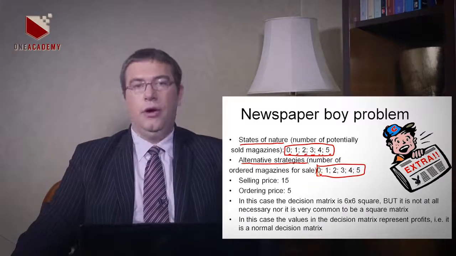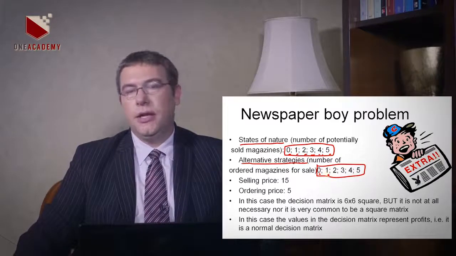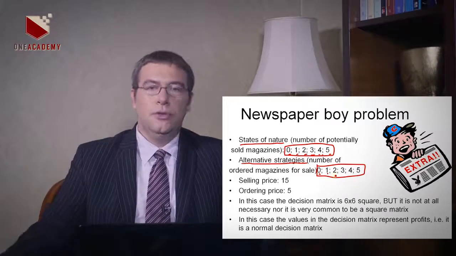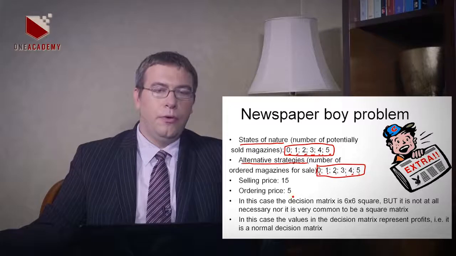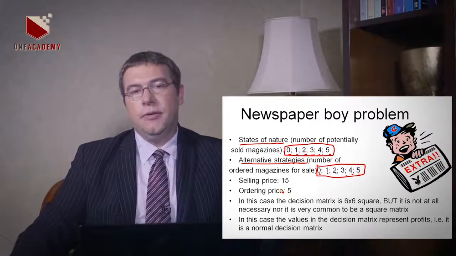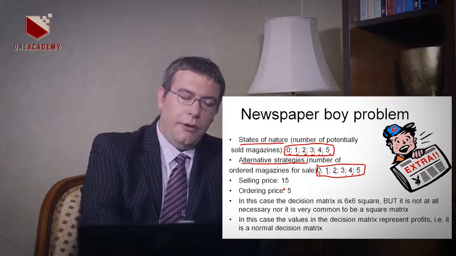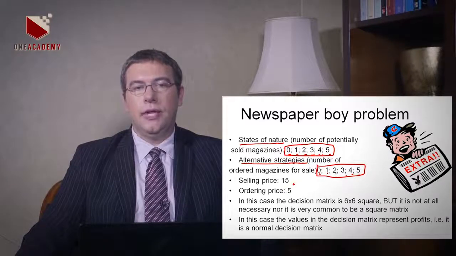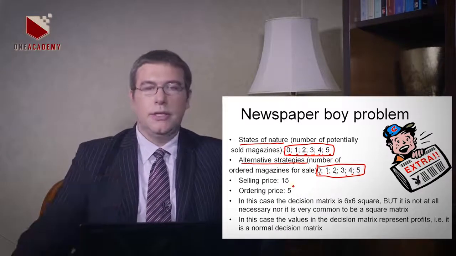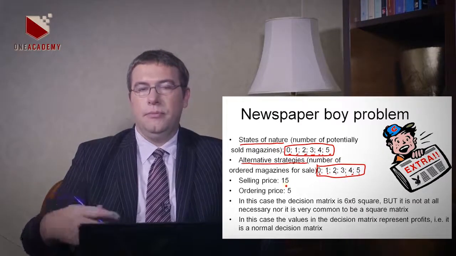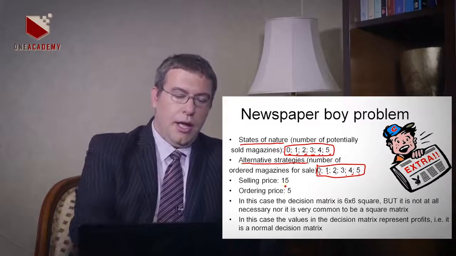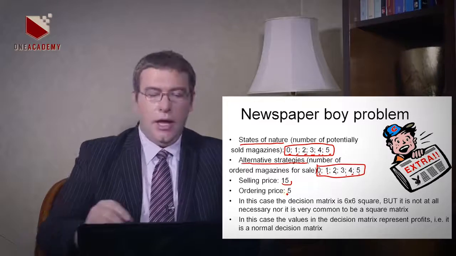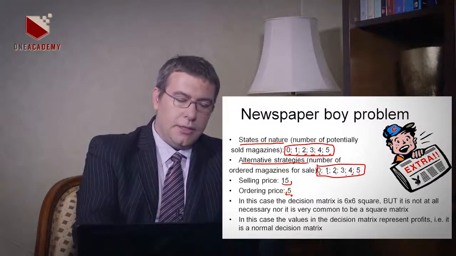So we might order 0 this month and basically say that we do not want to do business this month. Or we might buy 1, expecting to sell it to at least 1 customer, or 2 or 3 or 4 or 5. Now we have our alternatives and our states of nature. To estimate the outcomes for each combination, we need some additional numbers: the selling price of the magazine is 15 euros and the ordering price is 5 euros.